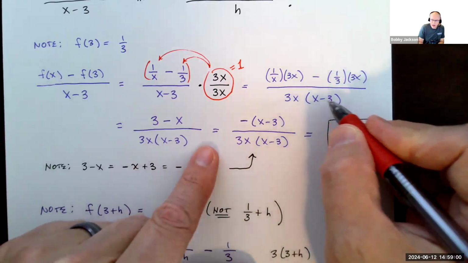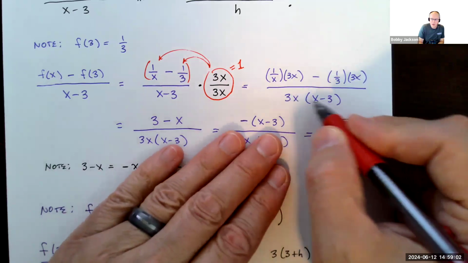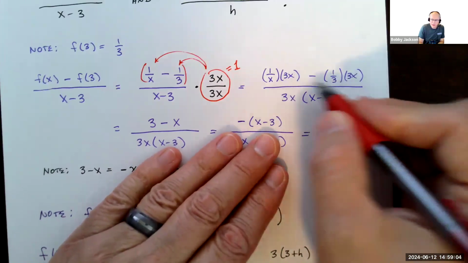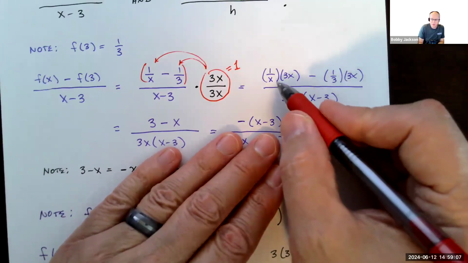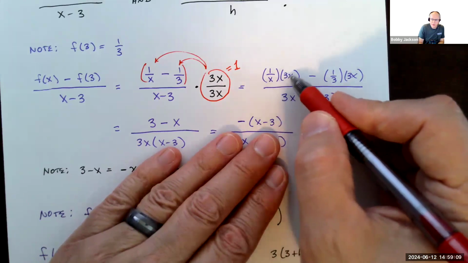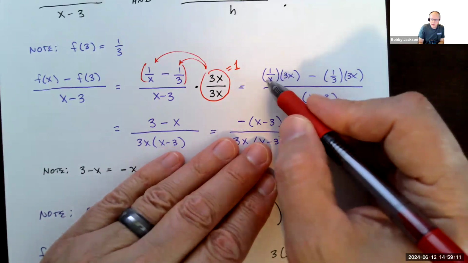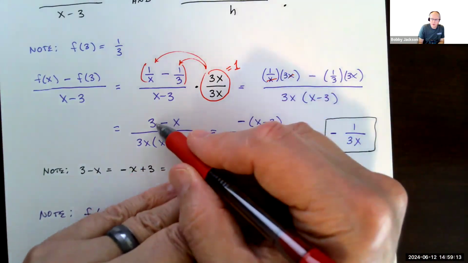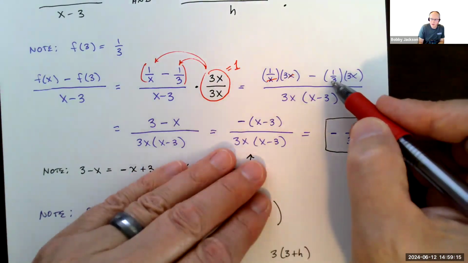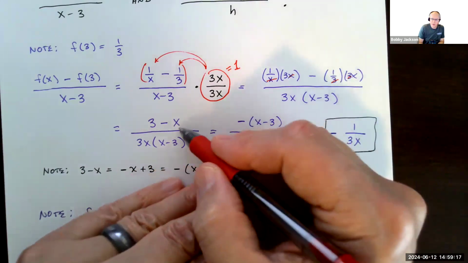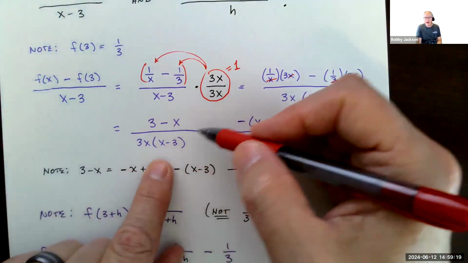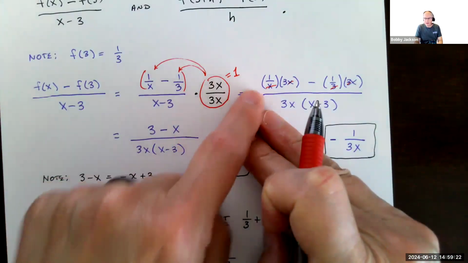Now I'm going to leave the bottom alone. I'm not going to distribute because it's factored. Up top, it's not factored. In fact, I've got to do some simplifying, though. 1 over x times 3x. Notice the x's will cancel. I'll just be left with 3. And here, the 3's cancel. I'm just left with 1 times x, or x. So this is what I have after I simplify my fractions.